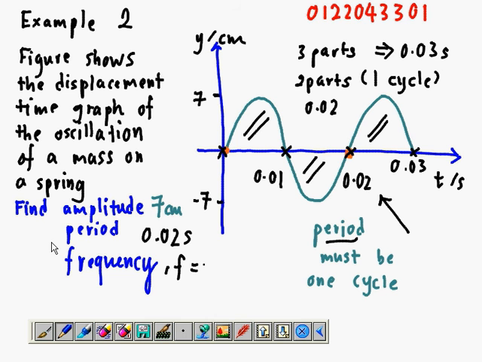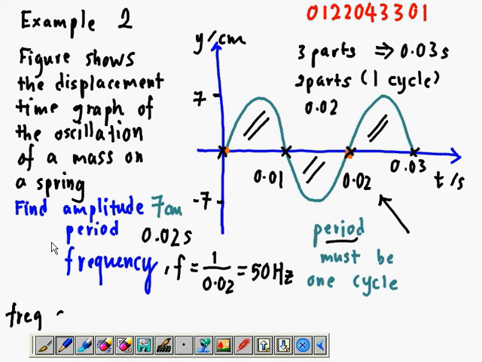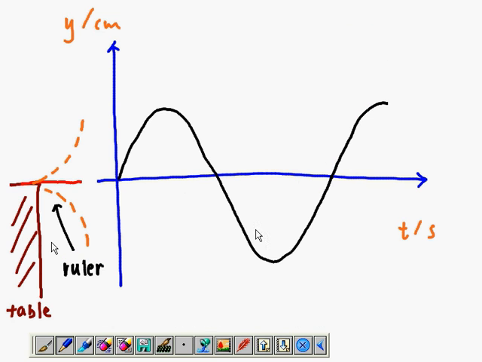Frequency, you must understand that you cannot get it from the graph, so you have to calculate using 1 over T. So you get 50 Hertz. Remember, you cannot get frequency from the graph. You have to calculate. Now, when we look at this ruler moving up and down, we can visualize it along with the graph, and it shows us the amplitude is this maximum displacement from the equilibrium level, 5 cm, as well as going down with also negative 5 cm.